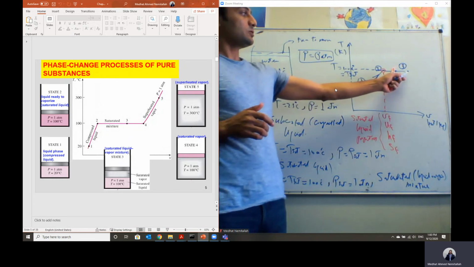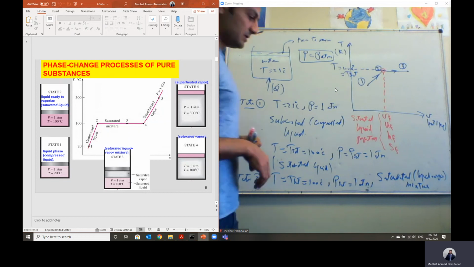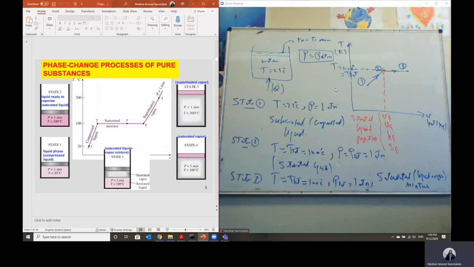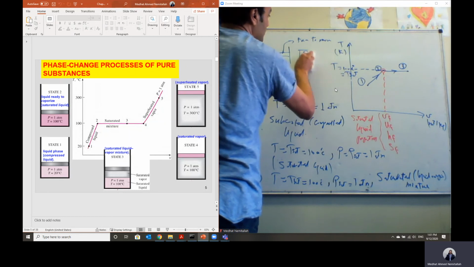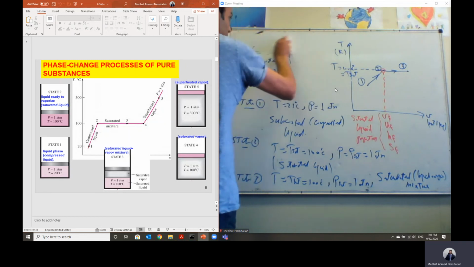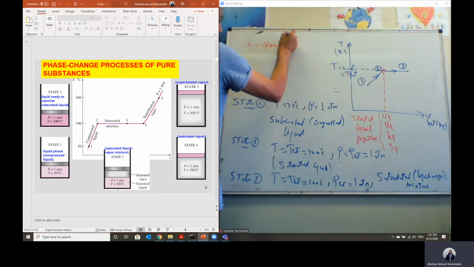But at this state, how can we define the state of this mixture? We can define the state of this mixture using what we call the quality of this mixture. So we have a parameter x. This parameter x is called the quality of the mixture. So the mixture is defined using the quality of the mixture, which has the symbol x.